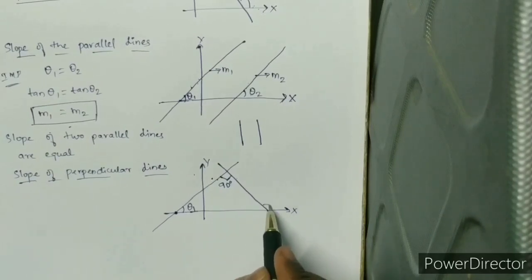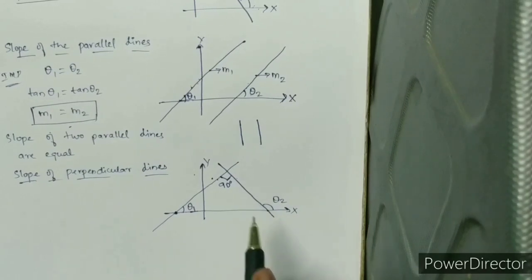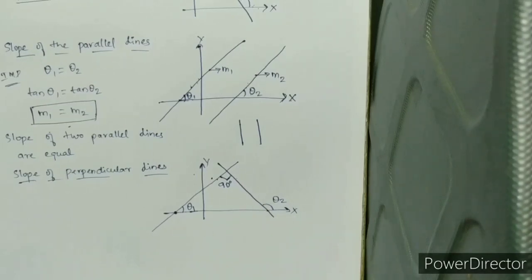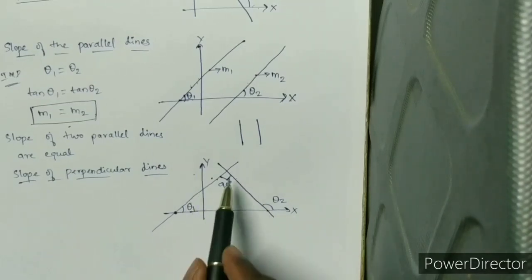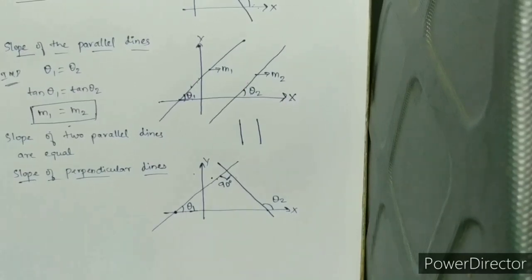I'll take this angle to be theta 2. Okay, so I'm taking this angle as theta 2. So see, from this you can clearly see these two lines are perpendicular. Now we have to see how these lines are related.